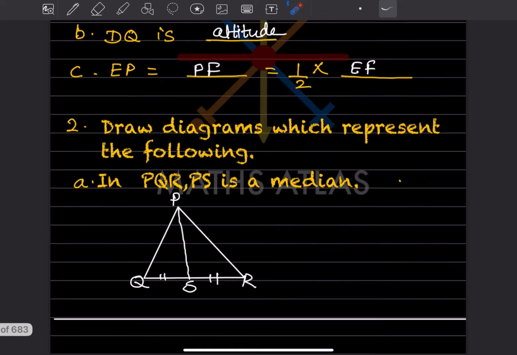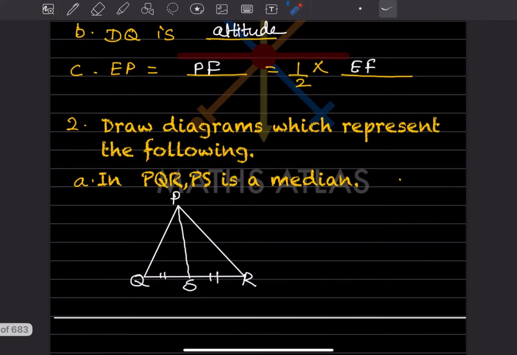Now draw diagrams which represent the following. Triangle PQR and PS is a median. Whenever there is a median, as I told you, S should be the midpoint of the side. So this is PS. You can start from this vertex. So this is the triangle. We can say here in triangle PQR, PS is a median. So now we can put here this 2.